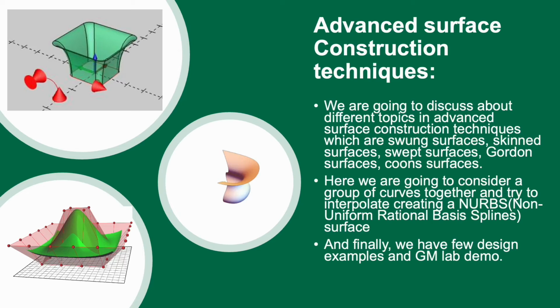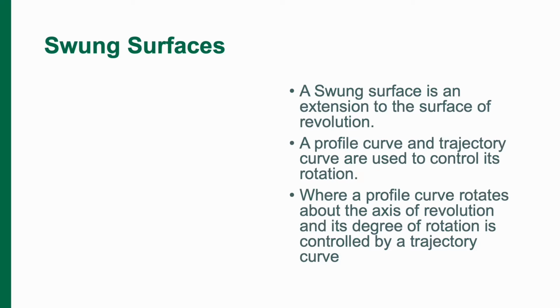So getting into technical details, advanced surface construction techniques means we are going to discuss different types of topics in advanced surface construction techniques, which are swung, skin, swept, Gordon, and cone surfaces. These surfaces help us in designing an object or a 3D model and trying to bring it to life. So here we are going to consider a group of curves which try to interpolate, creating a NURBS, which means non-uniform rational B-spline surface.